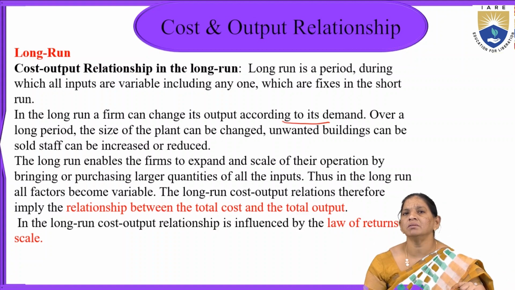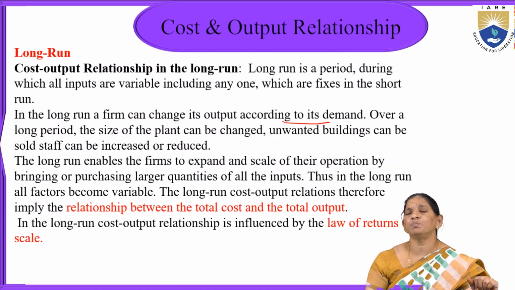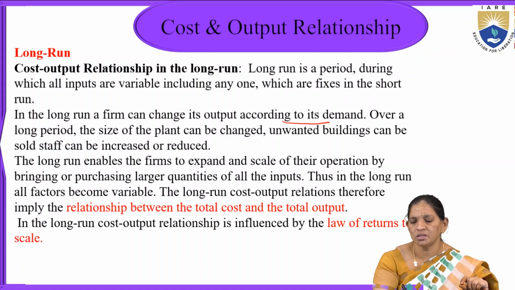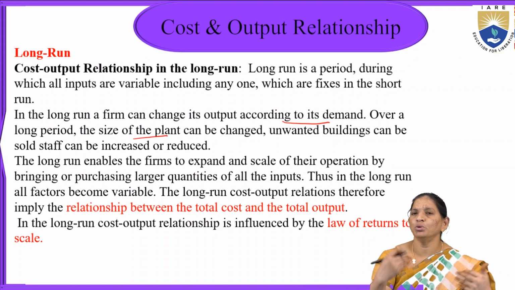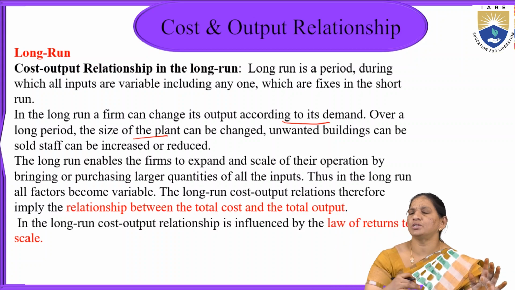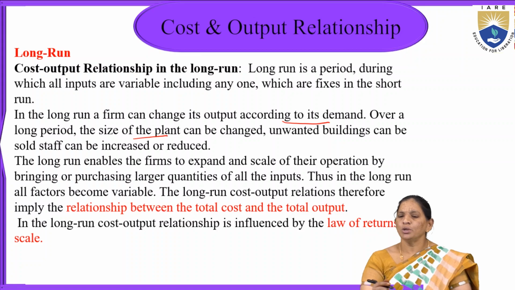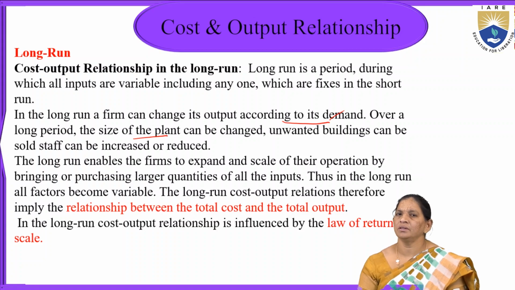So in the long run, the firm can change its output according to its demand. Based upon the market demand, whatever we want to change, each and everything could be changed. Not only the small things, like the size of the plant: whatever we require we can keep, whatever we don't want we can sell. If you don't want some buildings or plants, or worn out plants which are not in utilization, or buildings where production was not taking place, we can sell them, or we can purchase new land and build a factory. So all the changes required according to the demand for production, we can go for in the long run.